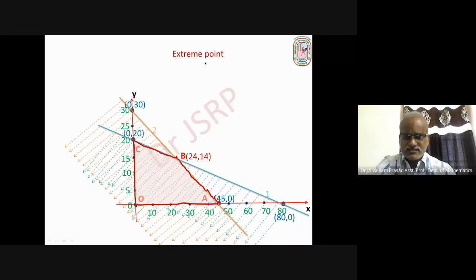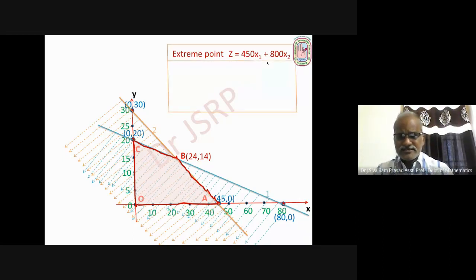Write a small table. First column extreme point, second column objective function. Z equal 450x1 plus 800x2. See the problem objective function: Max Z equal 450x1 plus 800x2.